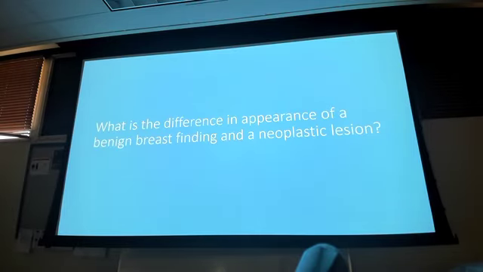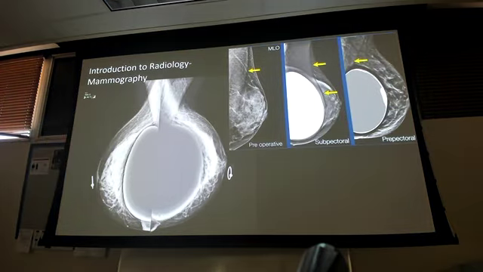Difference in appearance of a breast finding and a neoplastic lesion, right? So that's gonna be those well-defined borders versus the spiculated areas. Here are your breast implant mammograms. You can see how with the different settings, it does not. But what it can do, it can make that breast tissue look more dense because it's being compressed.